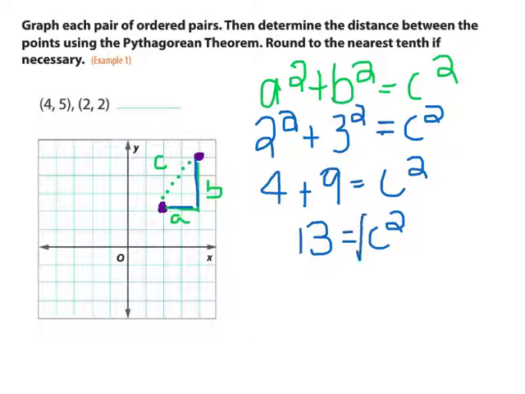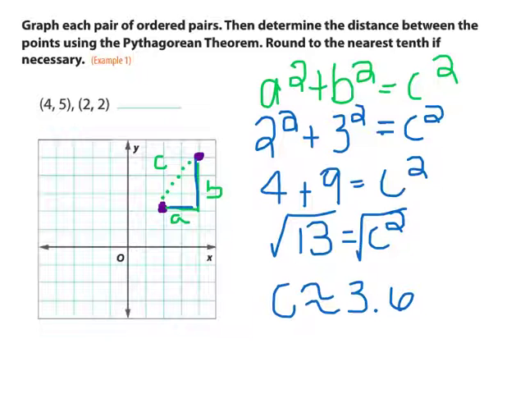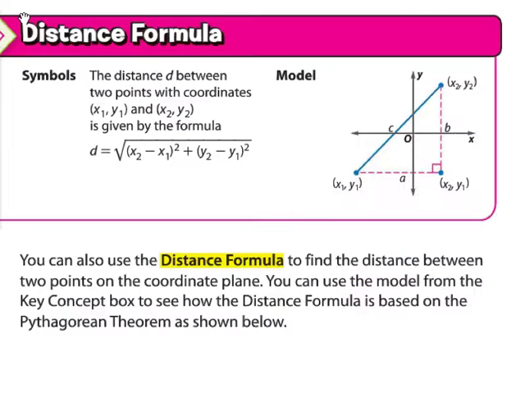And then we want C by itself, so we square root it. And we're going to get C equals approximately 3.6. So the distance is about 3.6 if we round it down. And that's using Pythagorean theorem. The other way that you can find the distance between 2 points is using the distance formula.